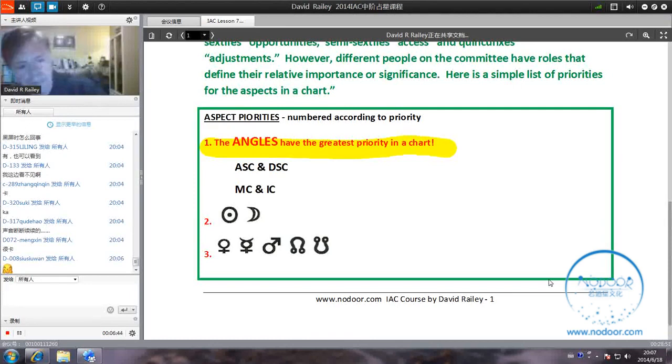In fact, one of the ways you can do a partial rectification of a chart when the birth time is a little uncertain is by looking at the aspects to the angles.